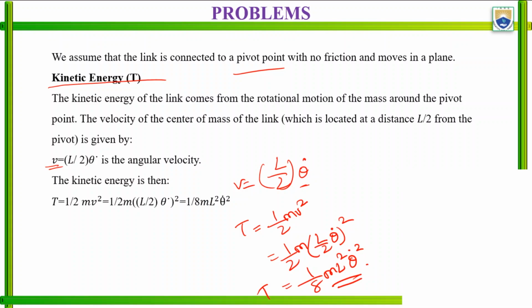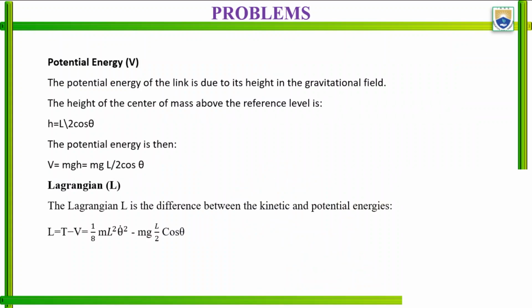So with respect to the angular velocity, v is equal to L by 2 into theta dot, and the kinetic energy, we all know, has the formula half m v square. Since v has already been determined as L by 2 into theta dot, when we substitute, we get the kinetic energy as 1 by 8 m L square theta dot square. Now moving on to the potential energy.